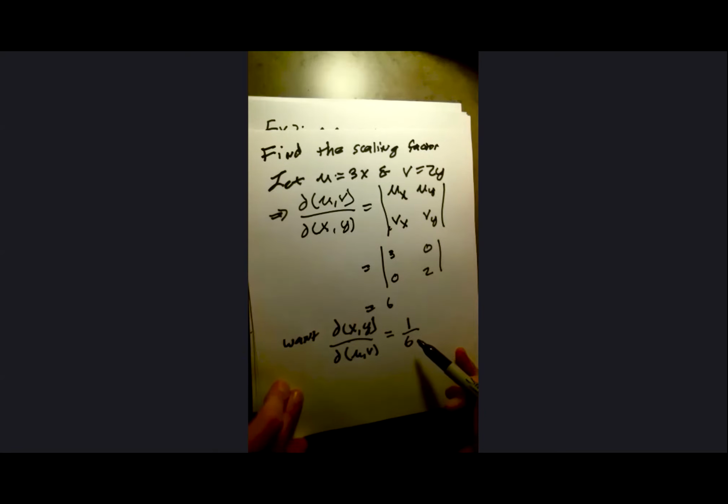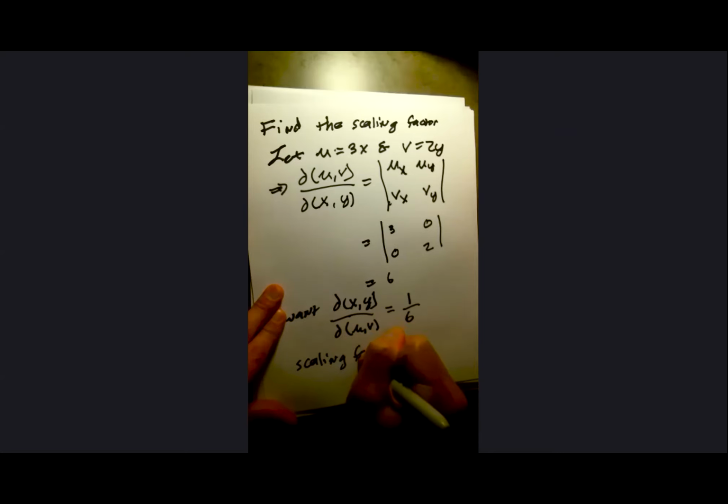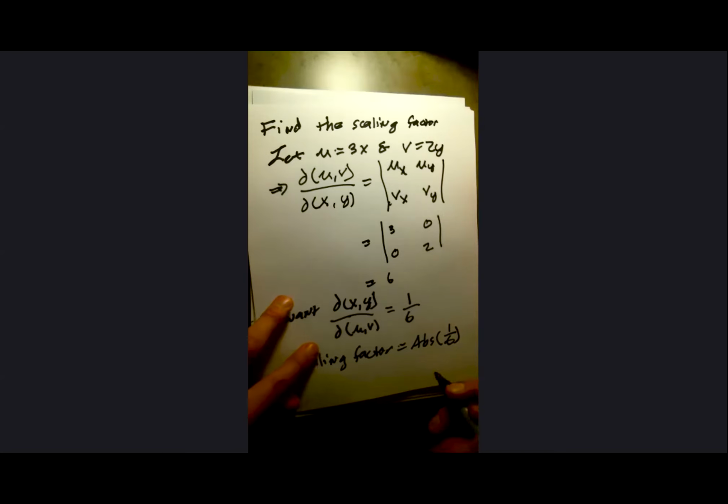So this is our Jacobian. Our scaling factor is going to equal the absolute value of 1/6, which is 1/6, but I want to make a big deal about the absolute value so that you don't get derailed or surprised if it happens to change on you somewhere down the road.